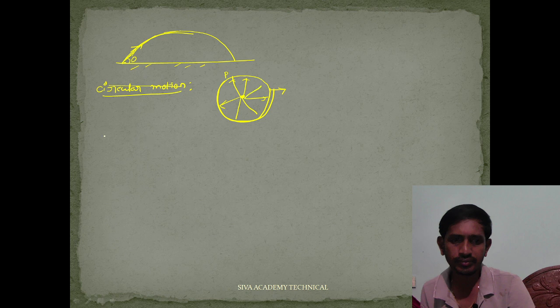Okay, next one, rotational motion. What is rotational motion? This rotational motion is also circular motion, but circular motion is applicable to a single particle. We can consider only a single particle. But in the case of rotational motion, we take a system of particles.